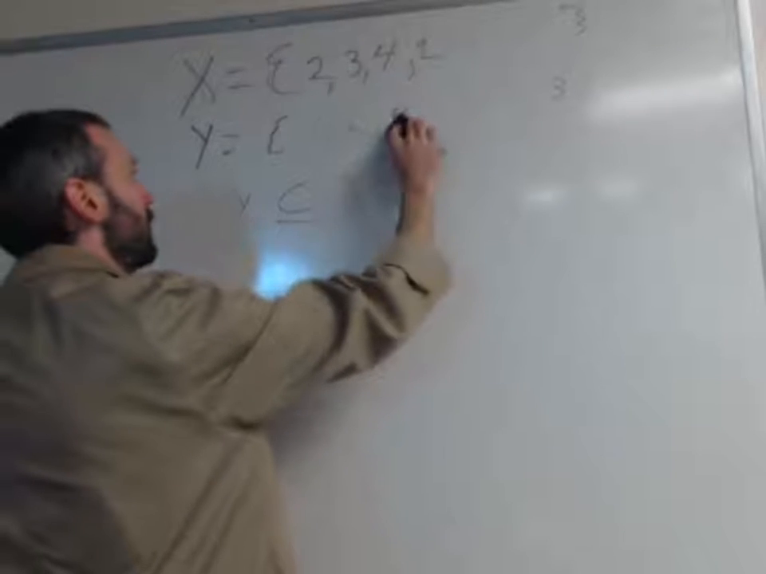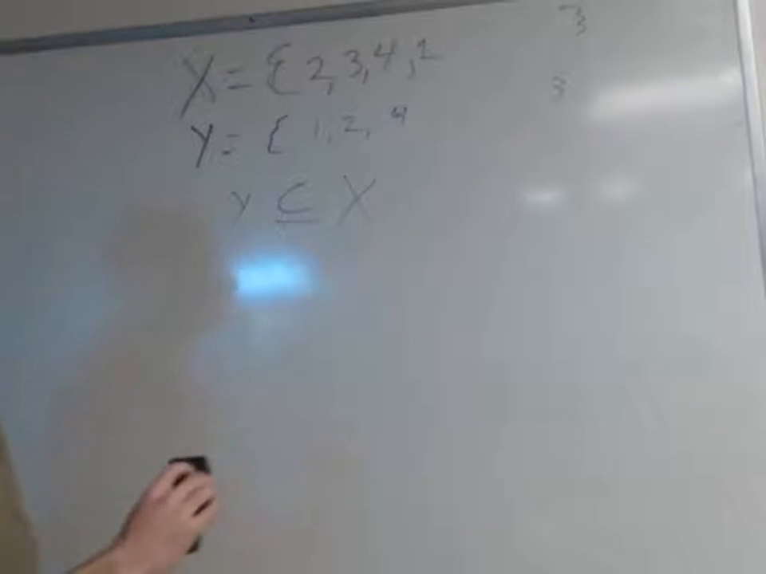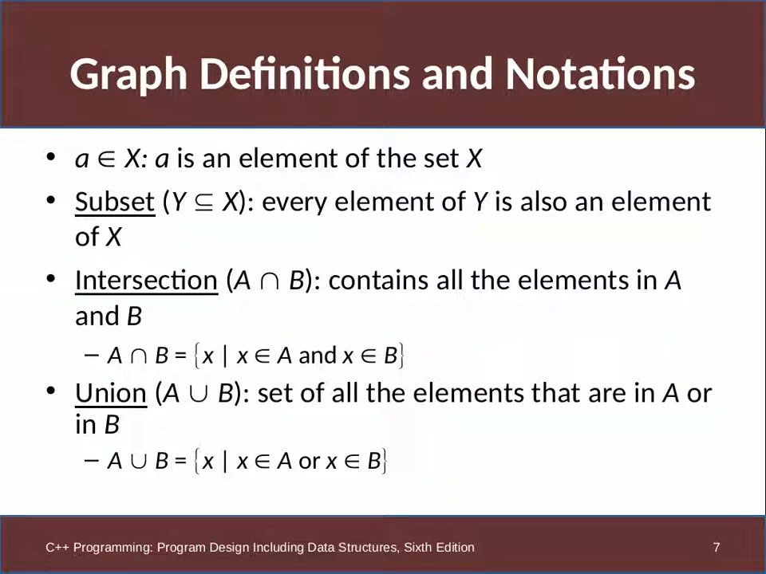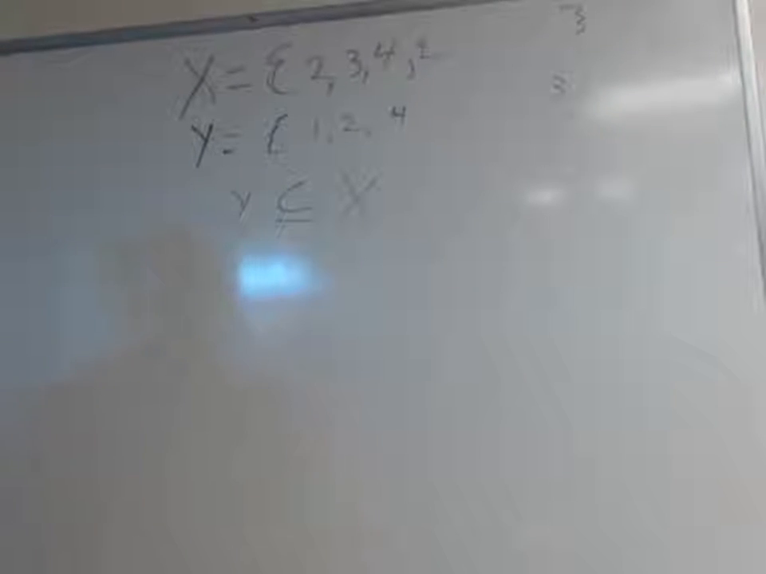Could we also remove the 3? And would that property still hold? Yes. All right, good. We understand subset. Great. Intersection contains all the elements in A and B.